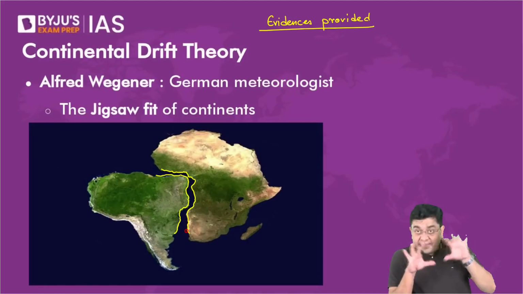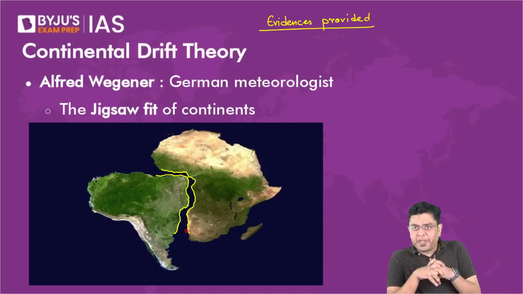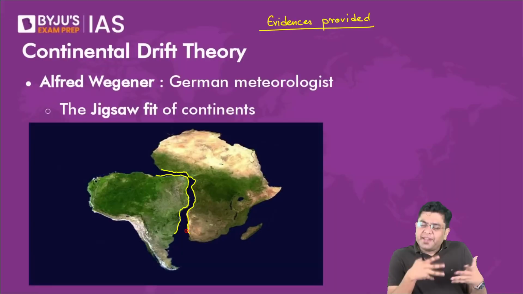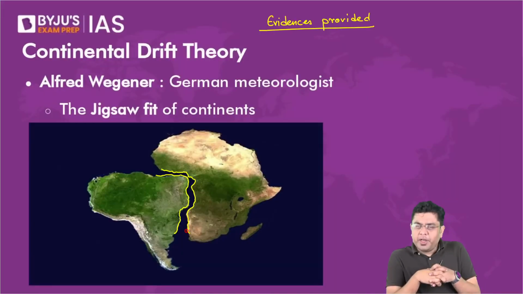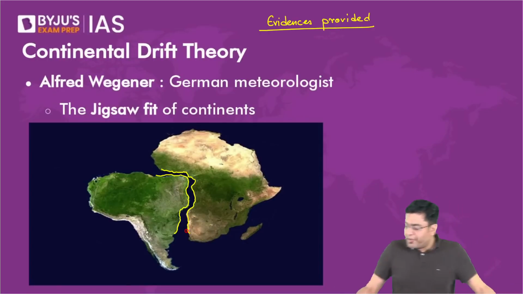I'm sure all of you would have played with a jigsaw puzzle in your childhood days, where you arrange various puzzle pieces and then you get a larger picture, isn't it? So when he took a look at the various continents, they appeared to make a kind of jigsaw fit, where if you remove the water body in many of these areas, they would have the same shape. Now, how is it possible? So, this was the first inkling that he had, the first evidence that he provided.